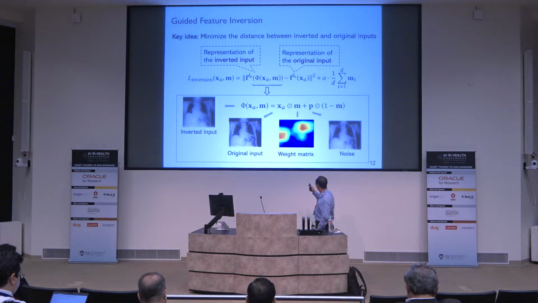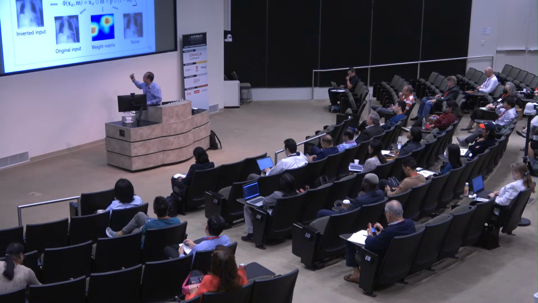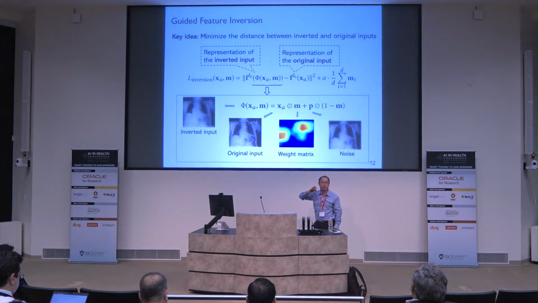The right part here represents the output of the deep neural network after L0 layers for the original image. The key idea of this formulation is that we want to minimize the distance between the representation of the inverted input and the representation of the original input, such that we are able to identify the optimal weight matrix, in terms of the mask, indicating which part of the image is the most important. By solving this optimization problem, we have an optimal or near optimal mask, indicating the interpretation of this image.